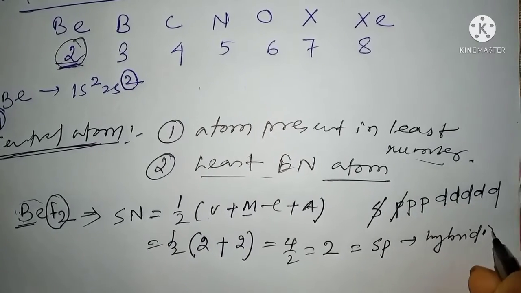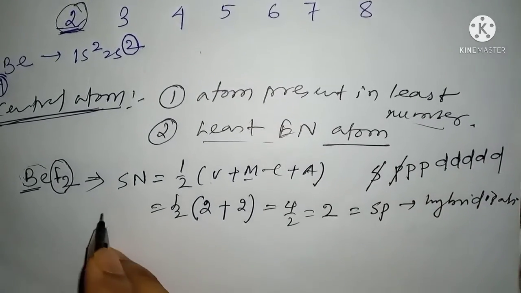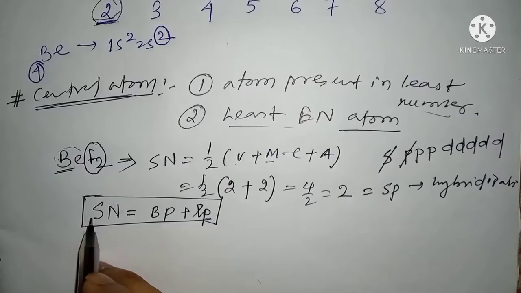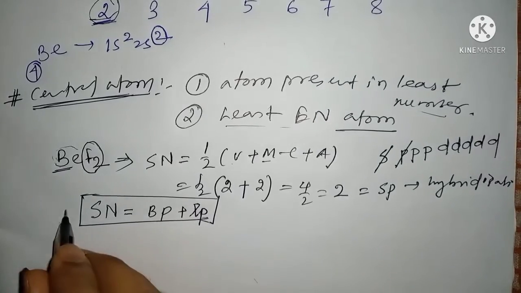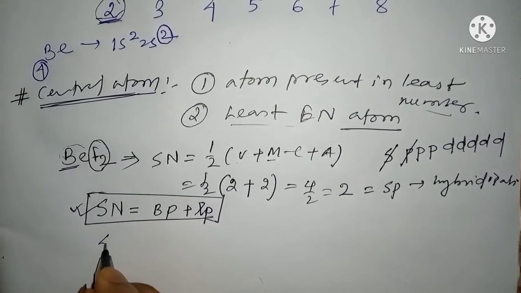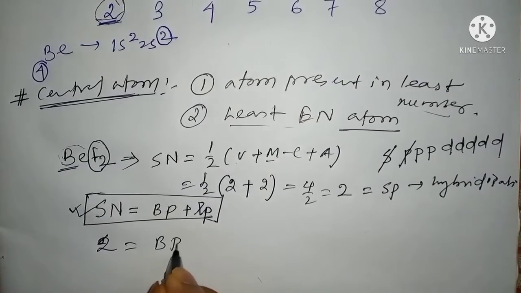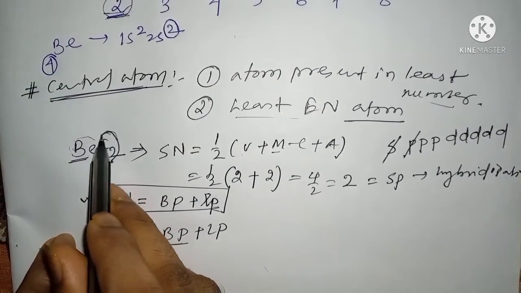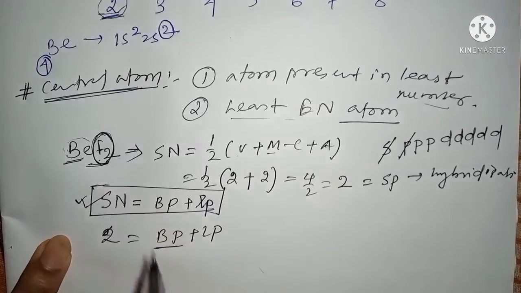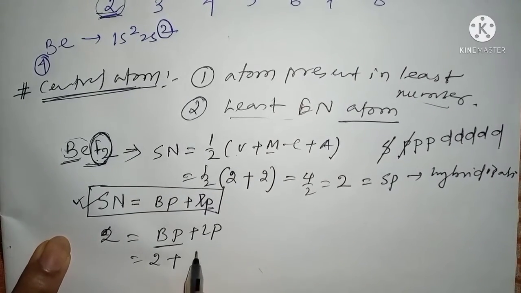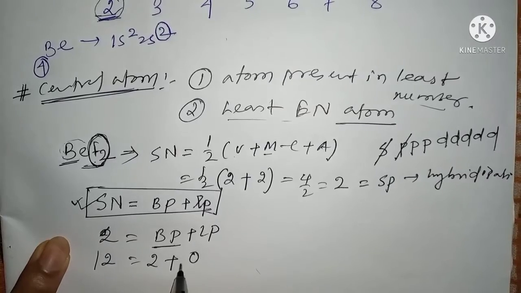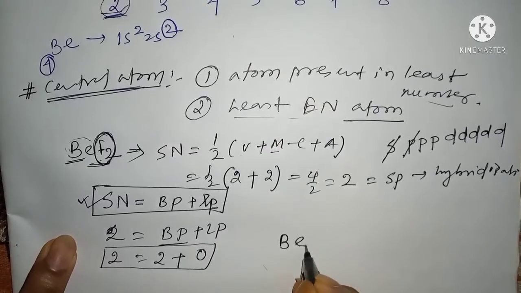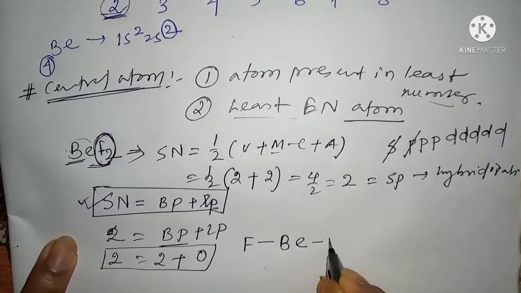First calculate hybridization. Then remember this: steric number equals bond pair plus lone pair. Bond pair means the number of side atoms. The number of side atoms is 2, so there are 2 bond pairs, and lone pair equals 0, because the sum 0 plus 2 equals 2. So lone pair 0, bond pair 2. So the structure is F, beryllium, F.